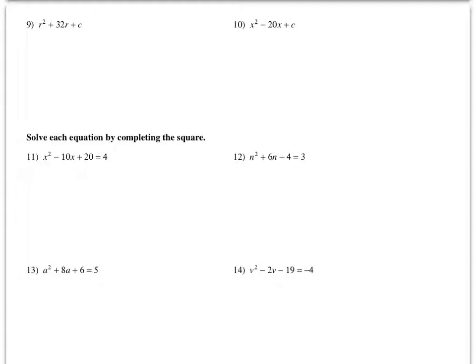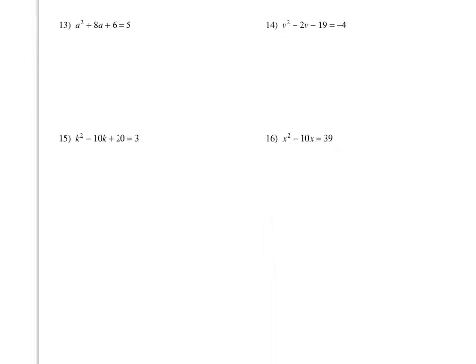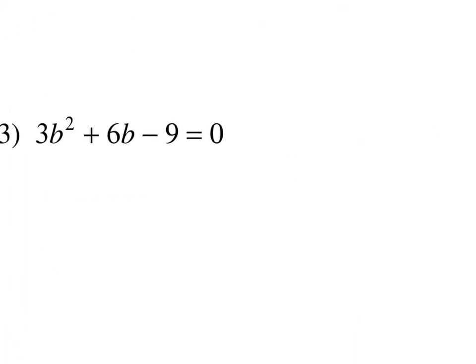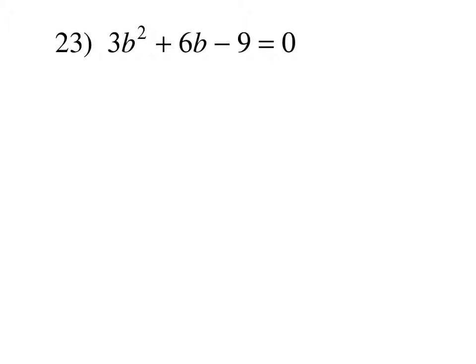Let's see. And on the next page, actually, I want to go to the back page. We want to take a look at number 23. So, in number 23, is this set up the way we need it set up? No. What do we have to do? Add 9 first. Get the constant to the other side. Okay? Get yourself set up to complete the square.